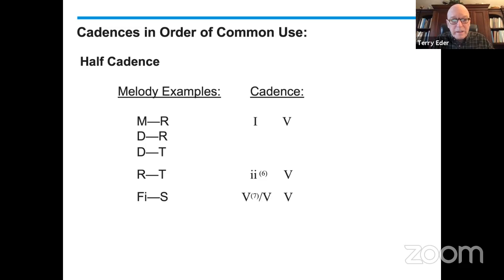And then re to T and fi to so. Re to T would work for a 2 to a 5. Fi to so is that secondary dominant that we have talked about.